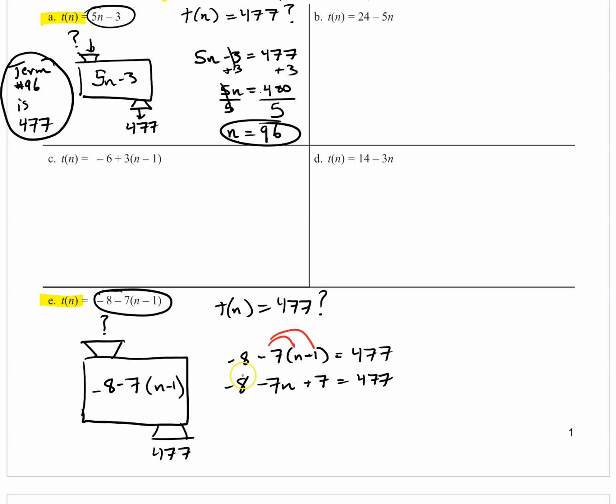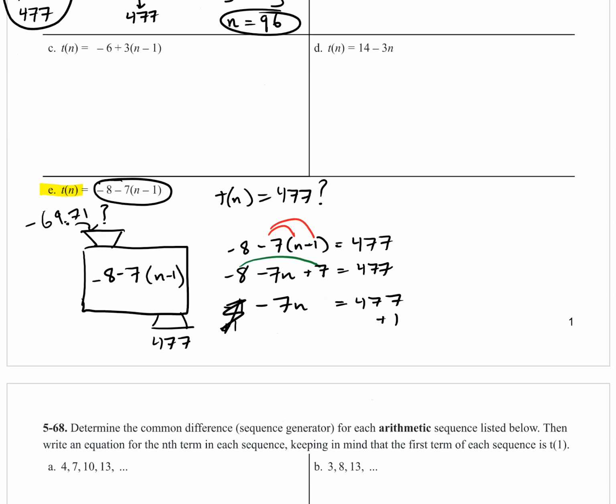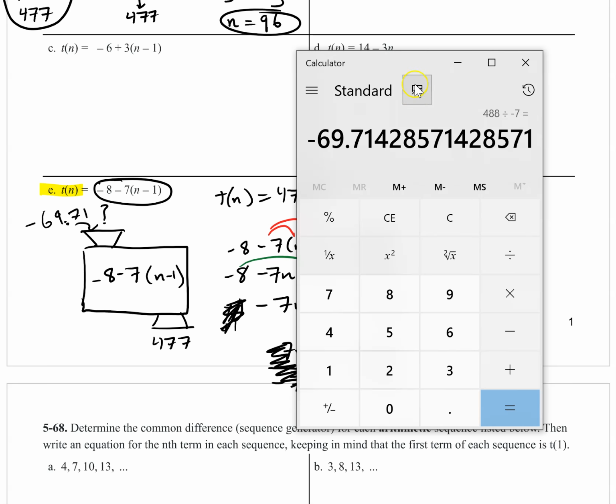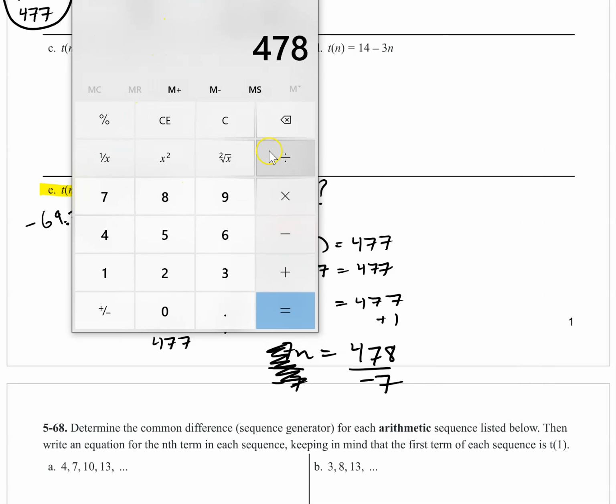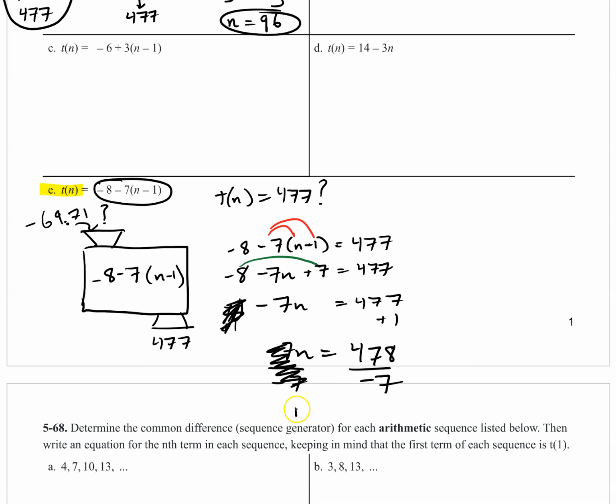Okay, don't forget to combine like terms. -8 and 7 make -1. Alright, adding 1 to each side. Now let's solve for n. So these 1's go away, and we get -7n equals 478. Alright, dividing both sides by -7. Don't forget to divide by the negative. Let's see what we get. So that is 478 divided by -7. So n is equal to -68.28.